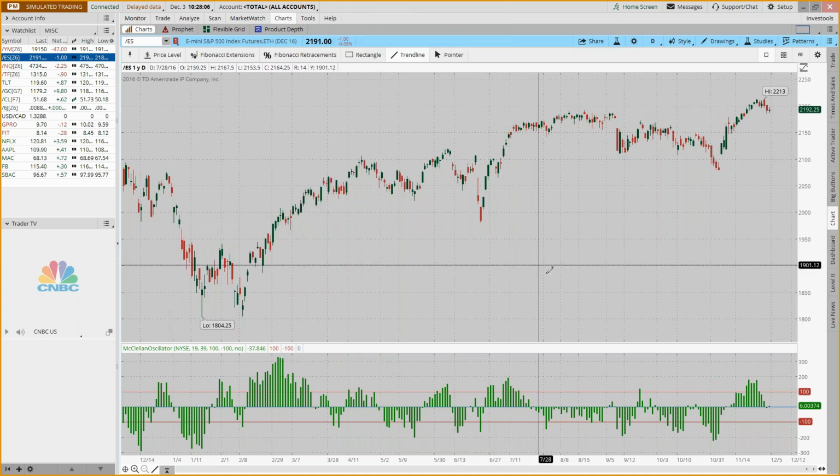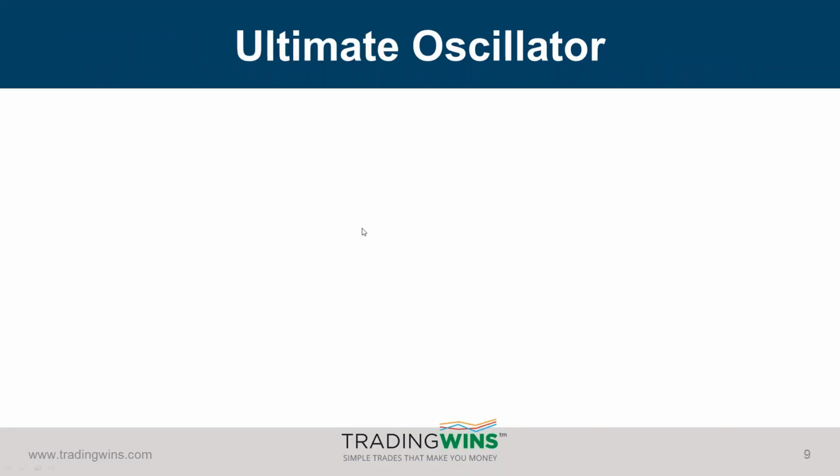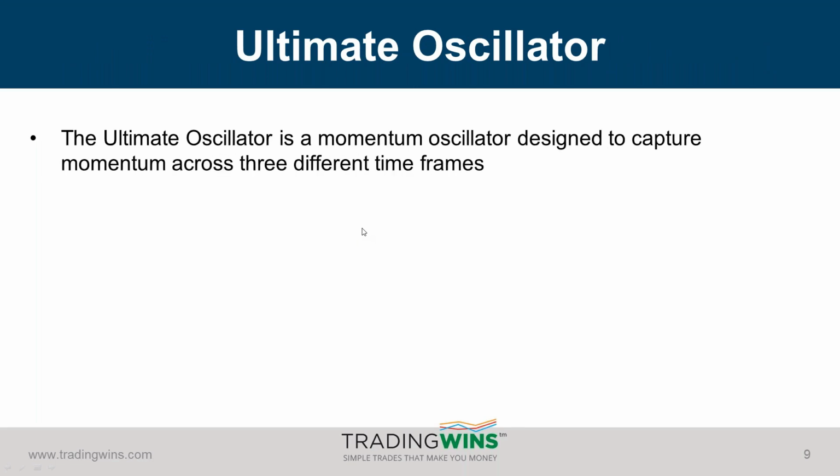All right, let's have a look now at the Ultimate Oscillator. This is one I actually really like and have been starting to take a closer look at. Now, it's also a momentum oscillator, and it's a way to look across three different time frames is really what it is, okay? So what it does is it combines the short-term, the mid-term, and the long-term moving average all into one.